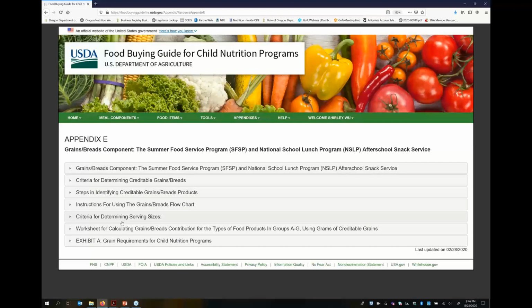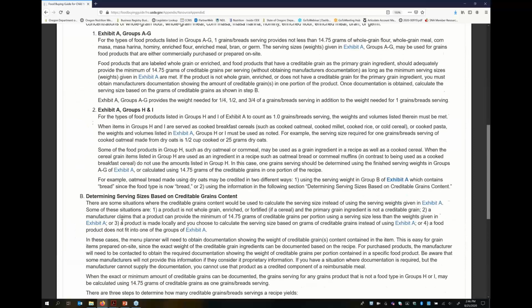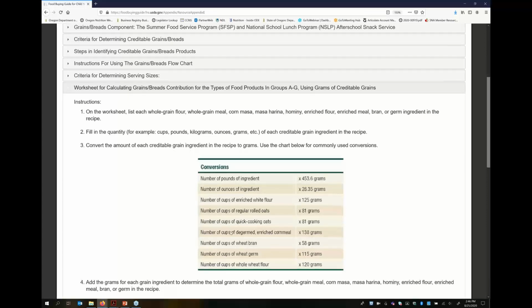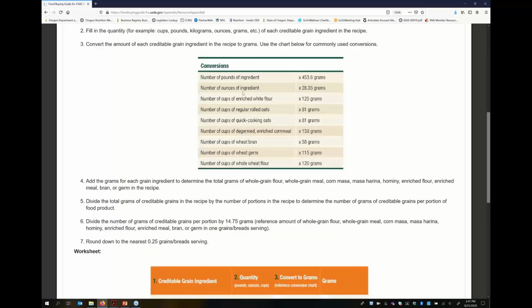And I believe it is under Worksheet for calculating grains and bread contributions for the type of food products in groups A through G. So that's quite a mouthful, but under here, there's a conversion chart. And you can see this in the green and the orange or peach. And so depending on what ingredients you're using, for example, if you're using whole wheat flour, the conversion would be 1 cup of whole wheat flour is equal to 120 grams. You'll have to do a little bit of conversion there.